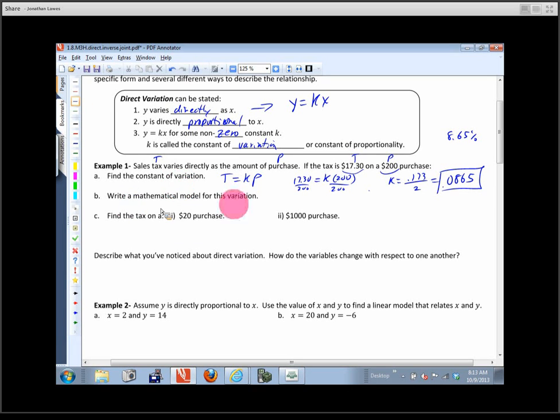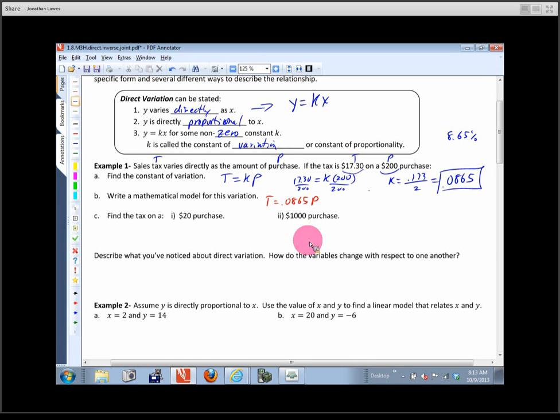So the next thing it says is write a mathematical model for this. Well, our mathematical model would be this thing right here, except now we know what K is. So we're going to write T equals, or the tax equals, 0.0865 times P. And once I have that, I can answer any question you want.